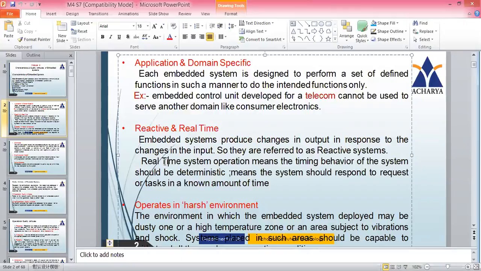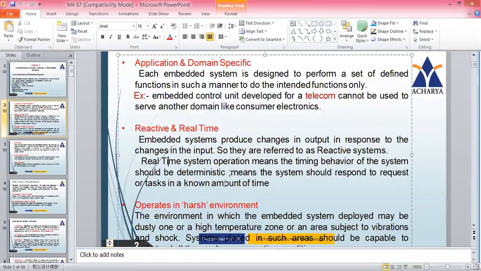Now, the embedded systems are real time. In many cases it can be real time and it may not be also. If the embedded system is a real time system, it means the timing behavior of the system should be deterministic, meaning the system should respond to a request or task in a known amount of time.